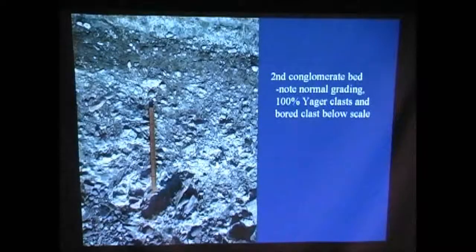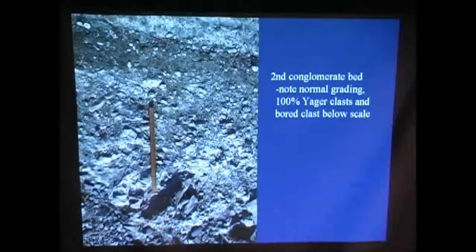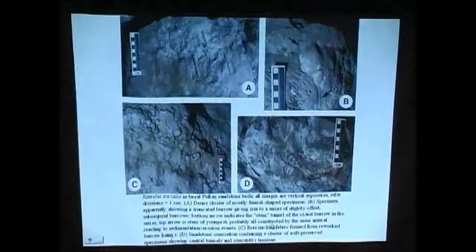So we go up section, we get more debris flow deposits. Here's a clast which prior to incorporation into the debris flow was bioturbated. There are borings in it. These are marine organism produced borings, so they're not from the Eel River or any biota in the Eel River. And then this is from our paper, which is in the mill.